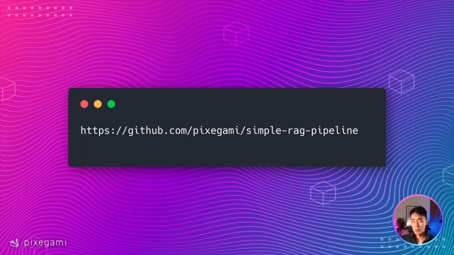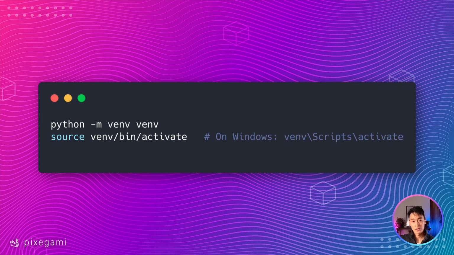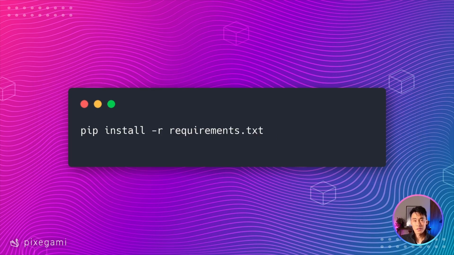First, I recommend going over to my GitHub and downloading or cloning the project if you haven't already. Next, you'll probably want to create or set up a Python virtual environment to install all of your dependencies for this project. Here's the command you can use to do that. Once the virtual environment is active, we can use this command to install all of the dependencies listed in the requirements.txt file.